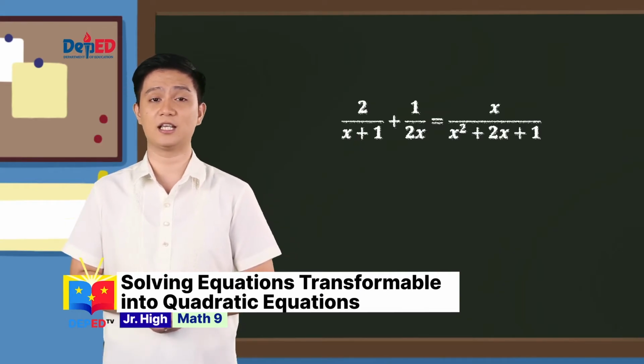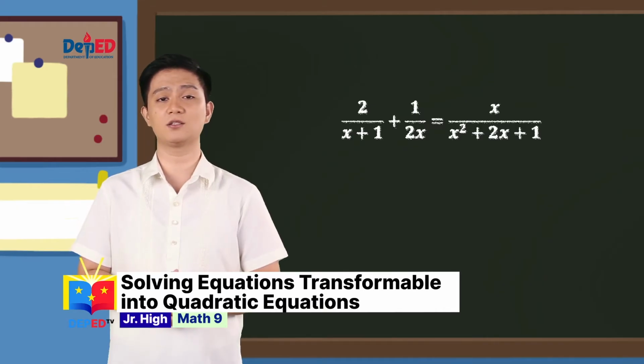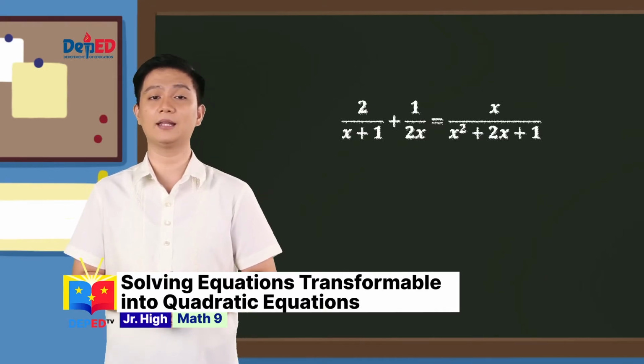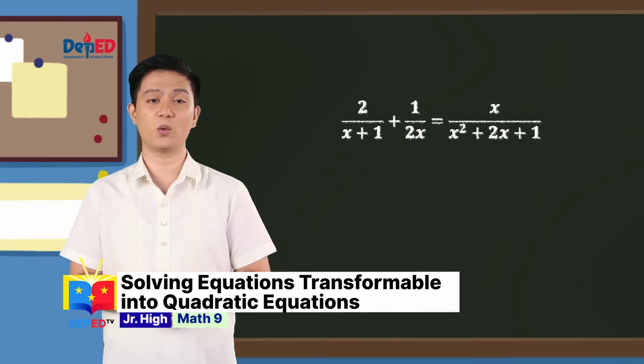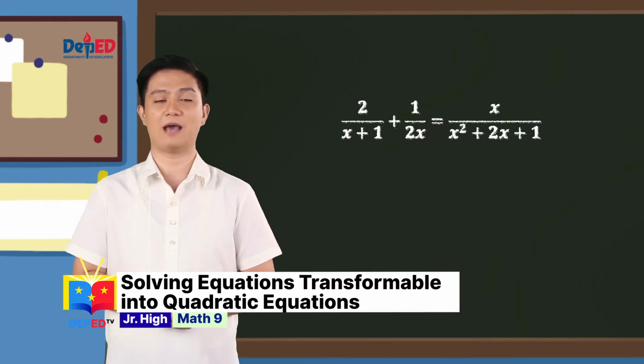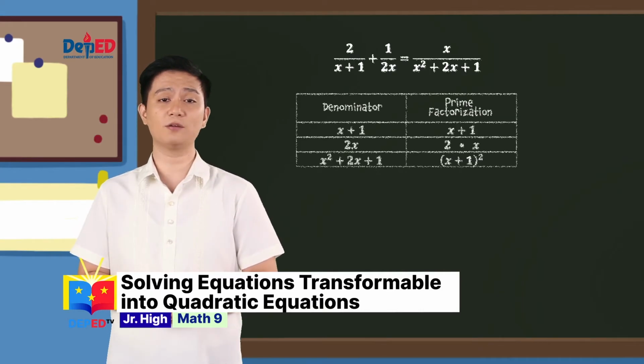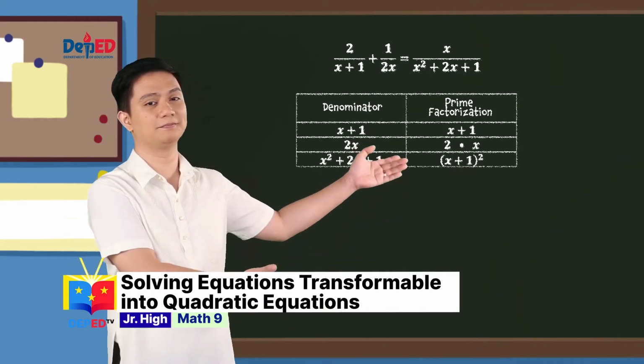X plus 1 is a prime polynomial. 2x is the product of constant 2, which is already prime, and the variable x, while x squared plus 2x plus 1 is the square of the binomial x plus 1 in factored form. So let's record these in the table.